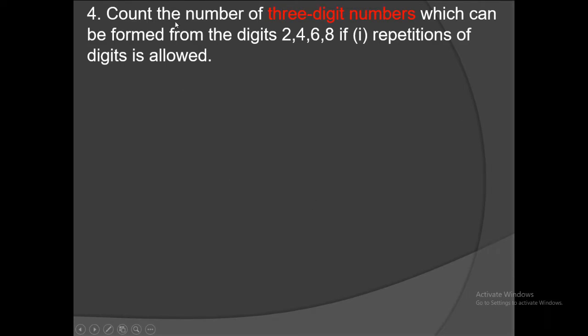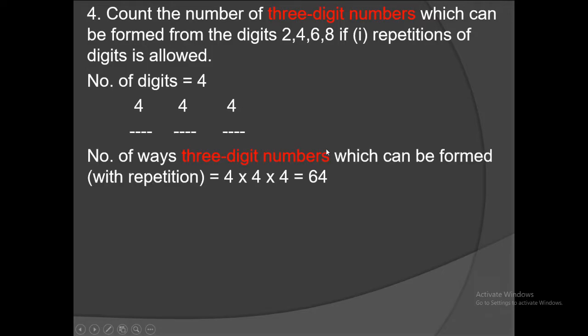Sum 4. Count the number of 3-digit numbers which can be formed from the digits 2, 4, 6, 8 if repetition of digits is allowed. 3-digit numbers, so 3 places. Totally we have how many digits? 4 digits, 1, 2, 3 and 4 digits. 3 places, since it is a 3-digit number. So the first place can be occupied by 4. Since repetition of digits is allowed, you can use the same 4 in the second place and also in the third place. So 4 into 4 into 4 is 64. So the number of 3-digit numbers that can be formed with repetition is 64.